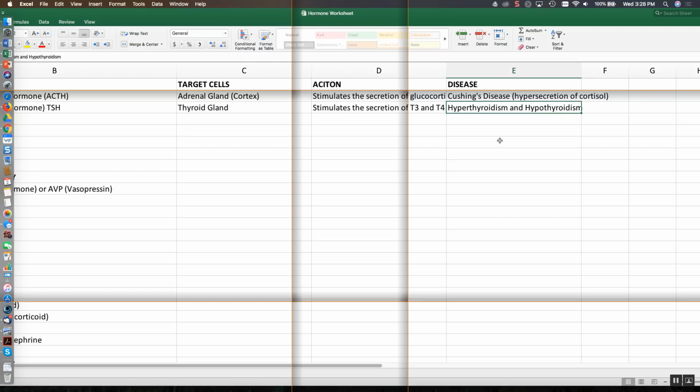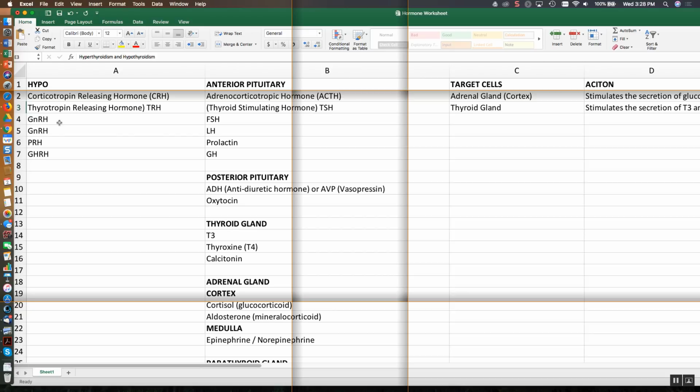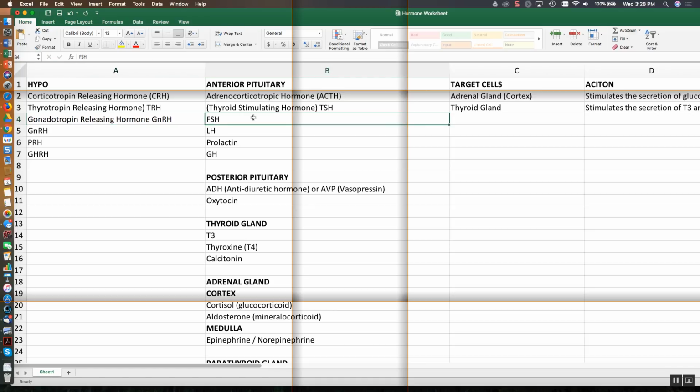All right, so this one is an interesting one too. Gonadotropin releasing hormone. Okay. FSH, follicle stimulating hormone. LH is luteinizing hormone. Okay. I'll fill this out later. We don't have to go through all of it. But all right, so what's the target cell?